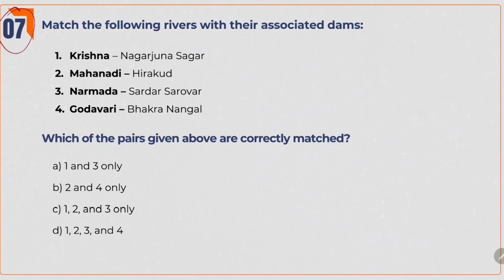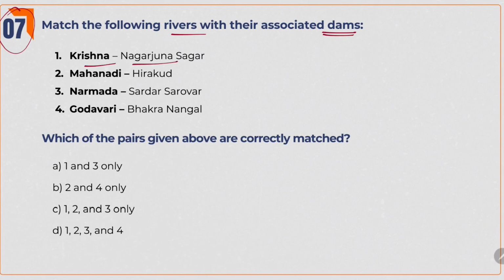Next question. Match the following rivers with their associated dams. This is also important. Actually, UPSC in its 1990s questions used to ask such questions: what are the important dams on the rivers? After nearly 10 to 15 years, it stopped asking such questions. But recently, for the last 1 to 2 years, it is again focusing on the important dams.